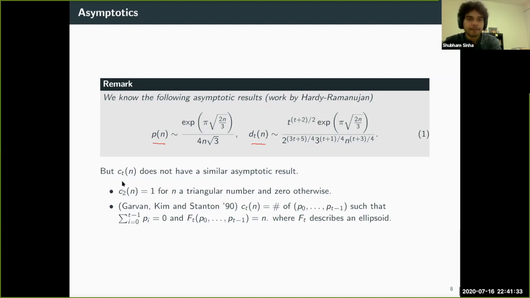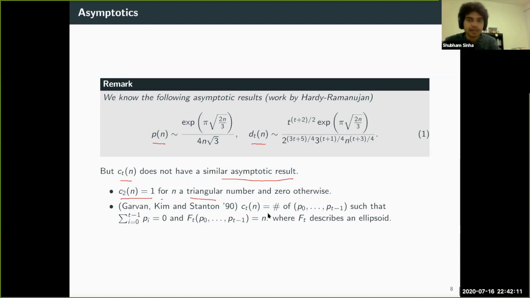But the third object, the number of t-cores, is rather difficult to get your hands on. One fact is that there is no such asymptotic result, first of all, because it's more complicated and it's not exponential. One thing I want to tell you is that if you take t equals 2, the only 2-cores are the staircase partitions, in which case c_2(n) will be 1 only if n is a triangular number and 0 otherwise.